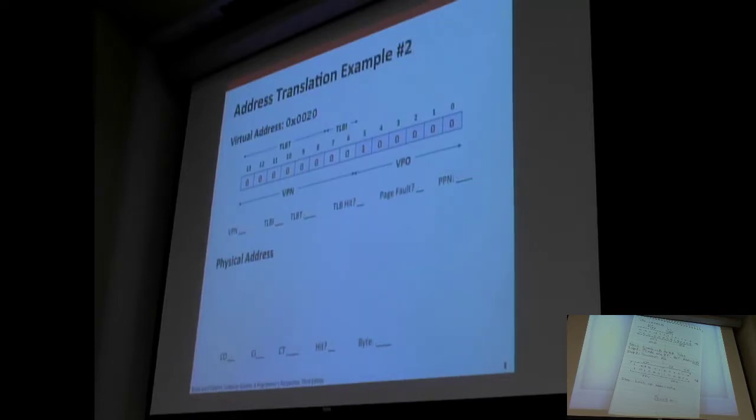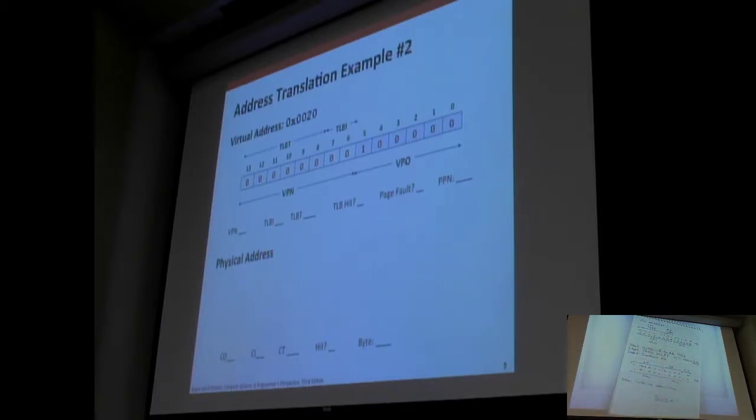Let's look at another example. This time, the CPU sends a virtual address of 0x0020 to the MMU. If we write out the bits for that virtual address, we get this result, and then we mark off the virtual page offset, the virtual page number, the TLB index, the low order bits of the virtual page number, and then the tag, the TLBT.